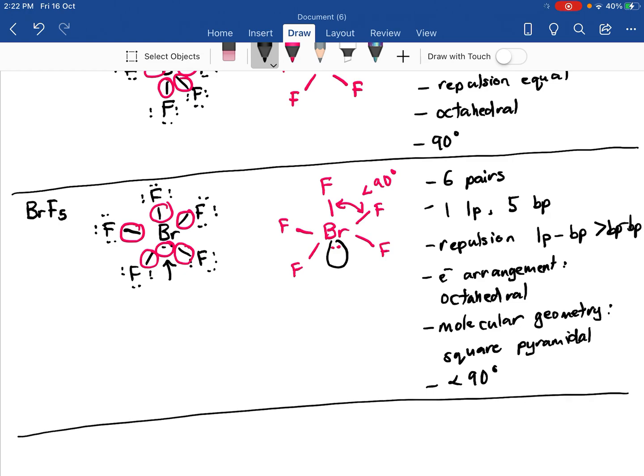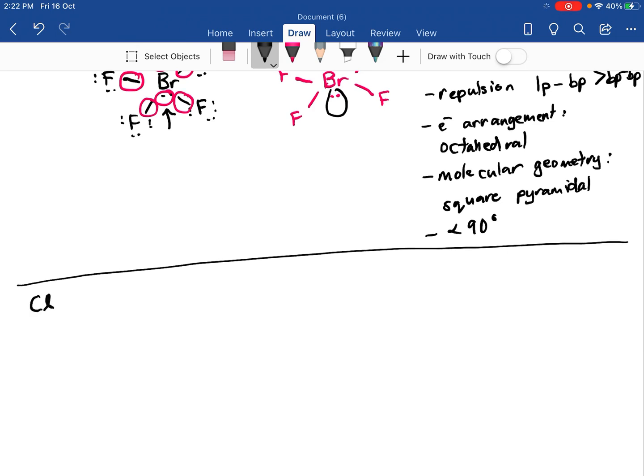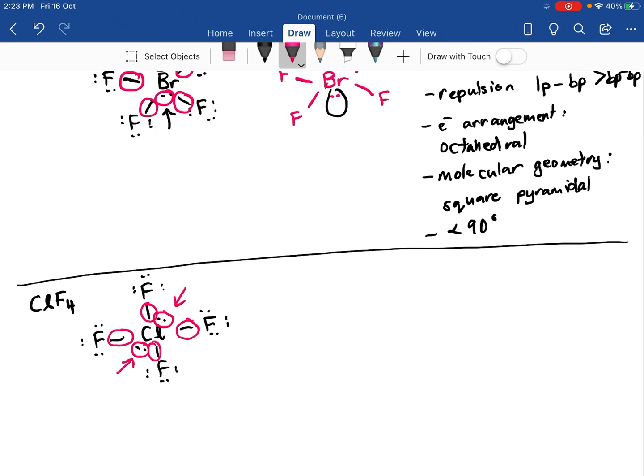Okay, last example is if we have the ClF4 molecule, where we have more or less this Lewis structure. Again, if you look at the central atom, it has 1, 2, 3, 4, 5, 6 pairs of electrons, but 2 of them are lone pairs.